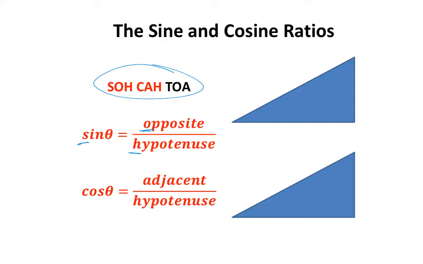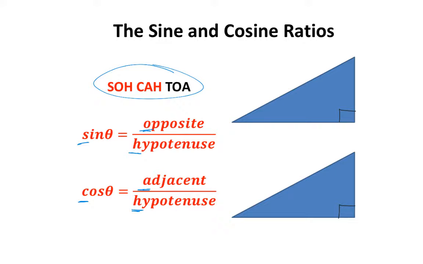CAH contains the letters C, A, and H. C stands for cos theta, A stands for adjacent, and H stands for hypotenuse. And you already know what TOA stands for. That's tan theta equals opposite over adjacent. It is important to remember that SOHCAHTOA only works for right angle triangles.